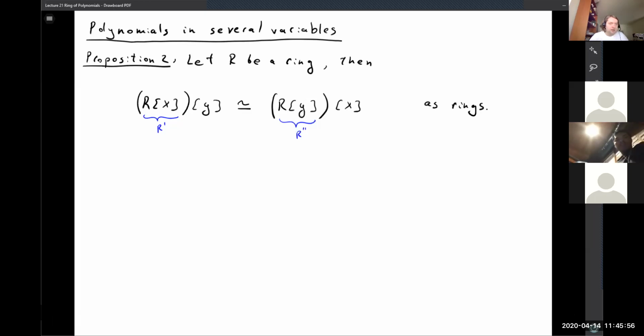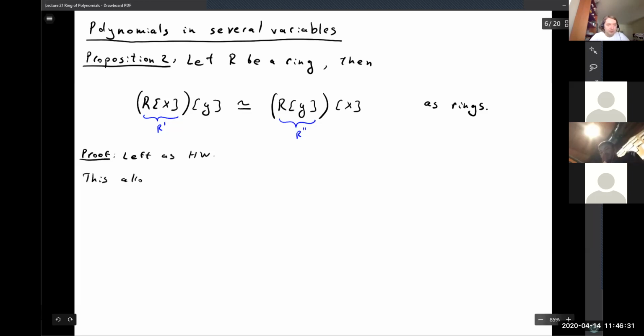So I will leave the proof as homework. Again, there is no big secret here. You just establish a bijection between the two rings and see that it is a ring homomorphism. Okay, and this motivates the following definition.